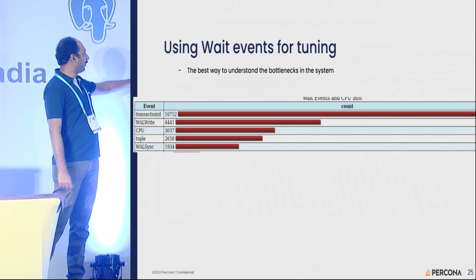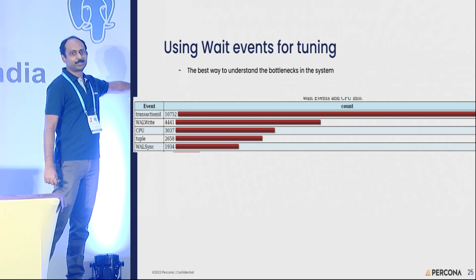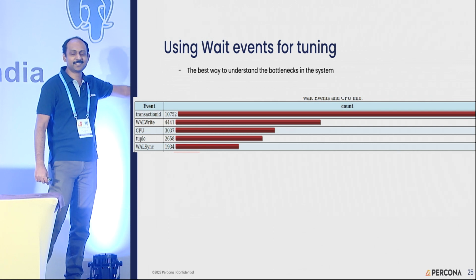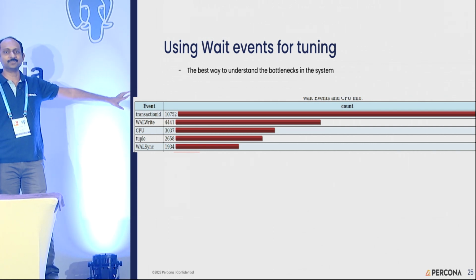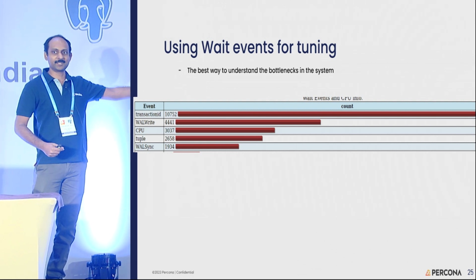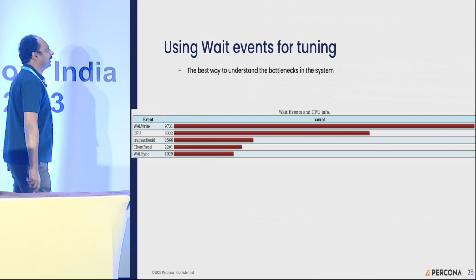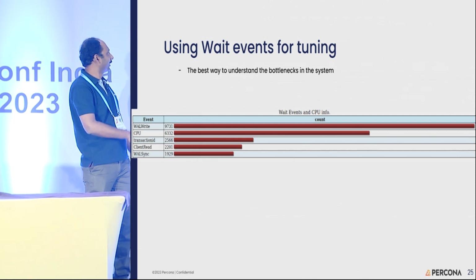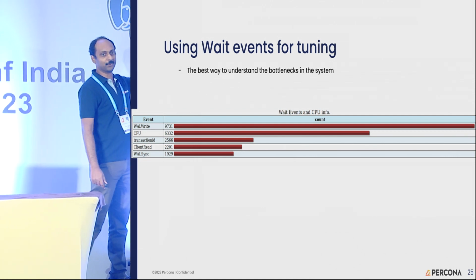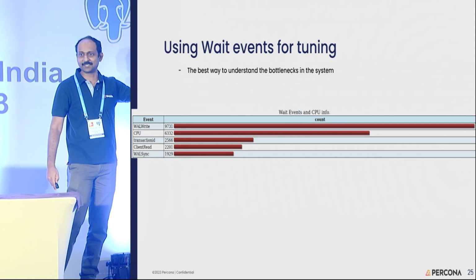And here we can see the WAL write, WAL sync events. So this shows how much the system is slowing down because of the WAL writes. As I mentioned, the IO is the bottleneck here. And here is another example where the WAL write becomes the topmost. All these are from real production systems, okay?